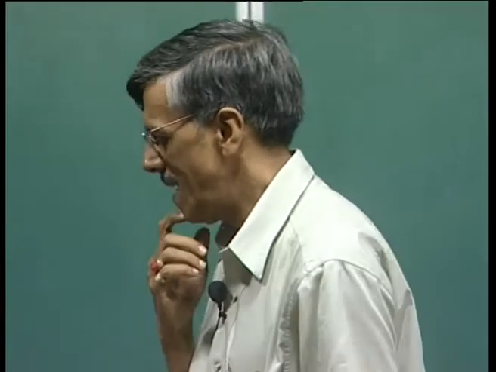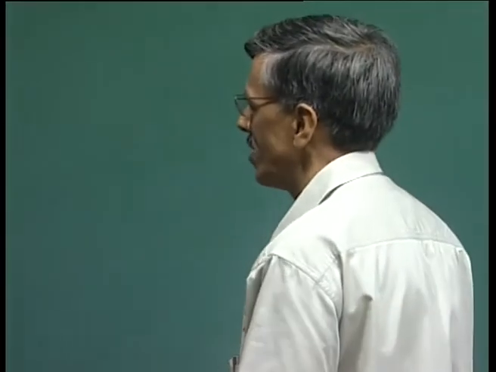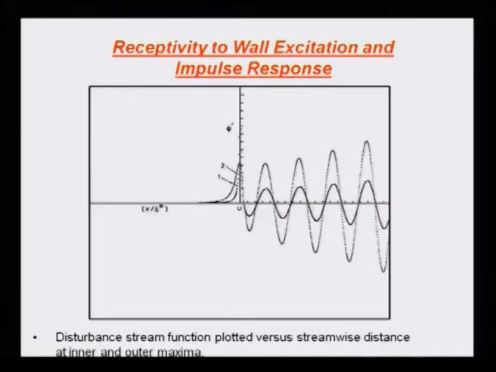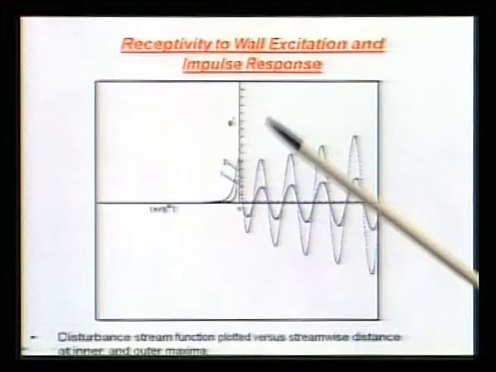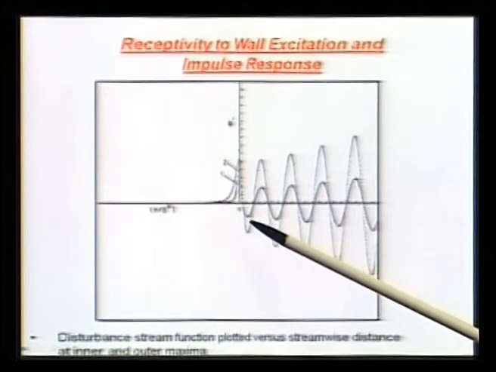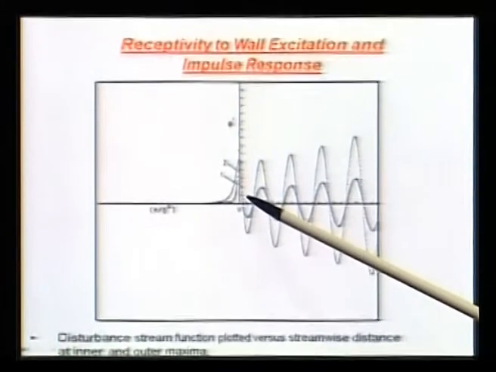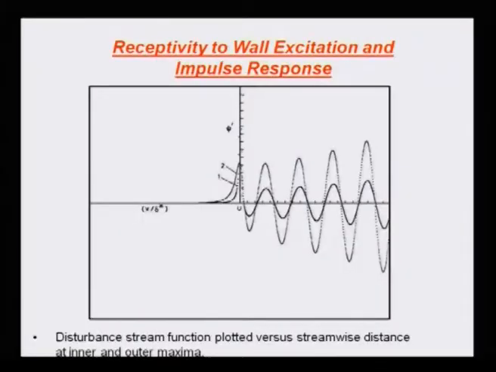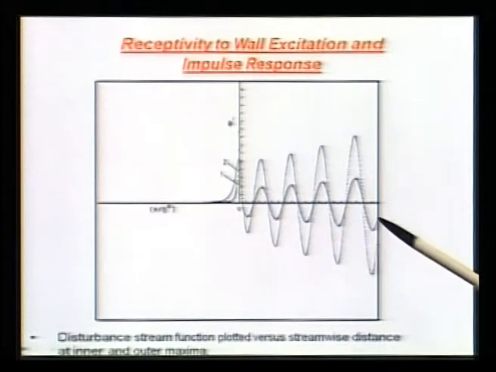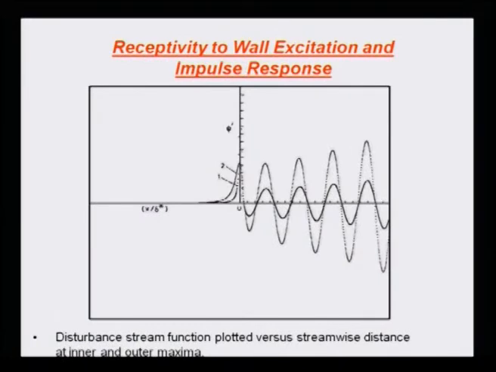Okay, so in the last class we were continuing our discussion on receptivity of boundary layer to wall excitation. In this context we looked at the impulse response, that is, an exciter is placed at the origin, which is vibrating at a pre-defined frequency. As a consequence, you create a kind of wave train which grows in space, and so this is the corresponding picture of your spatial instability problem, right?